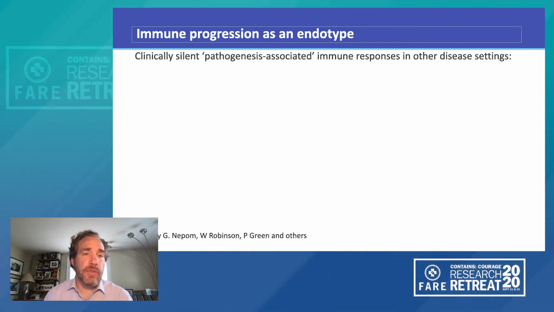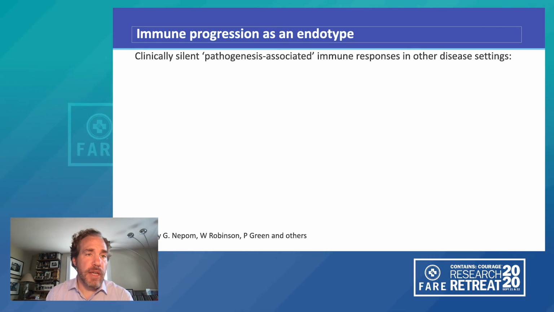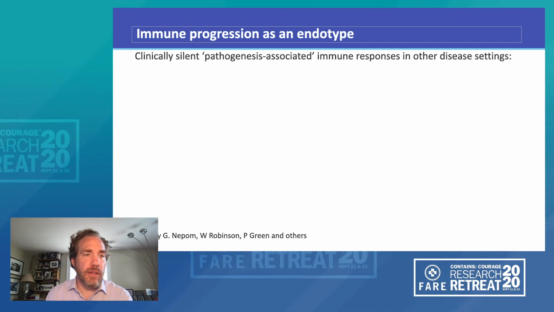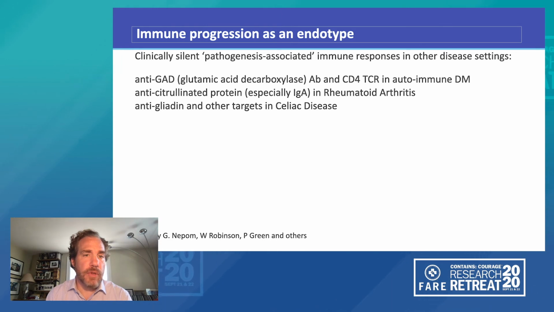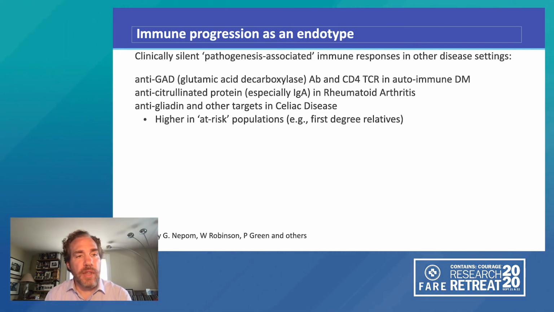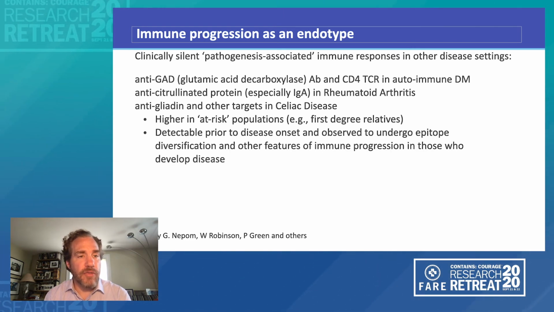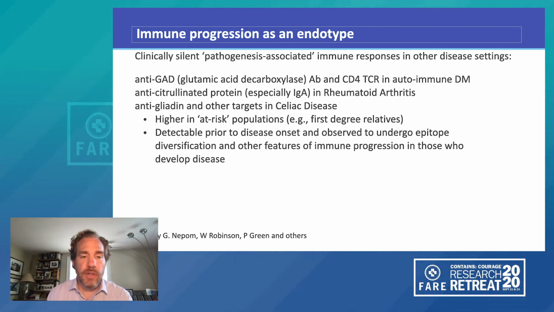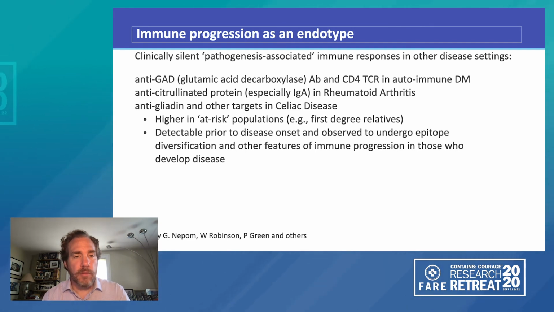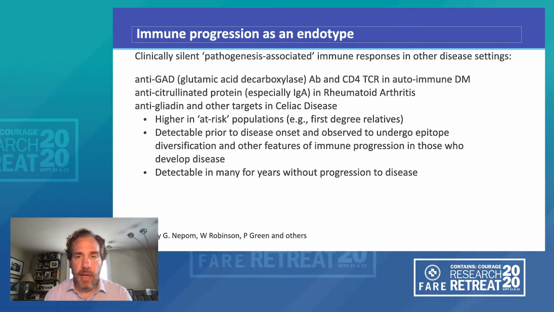And we see examples of this immune progression in other immune-mediated diseases, in particular autoimmunity, where we go from clinically silent pathogen-associated immune responses to autoantibodies, for example, in diabetes or rheumatoid arthritis, or anti-gliadin antibodies in celiac disease. And we observe that high-risk populations, for example first-degree relatives of those with clinical disease, often have detectable antibodies, some of whom will go on to have clinical disease and some who won't, suggesting that there are separate checkpoints that may regulate that progression.